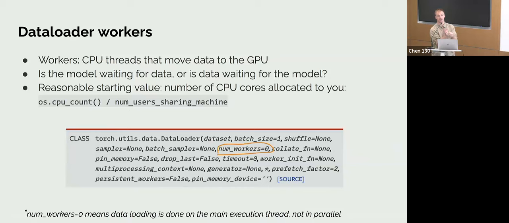So in practice, a reasonable starting value for your data loader workers is to look at your CPU cores, see how many you have, and try to put a data loader worker on each one. This is a little different right now because we're sharing machines. So you can look at your CPU count, which tells you how many cores you have, and just divide by the number of people in your group, so don't hog them all.